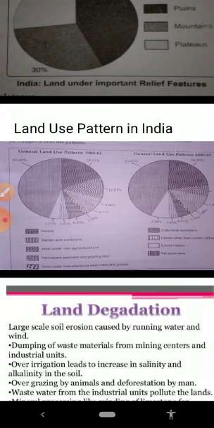With regard to the fallow land, it is divided into two parts: current fallow land, that is the farming land left uncultivated for a few months to one agricultural year, and other than current fallow land, the farming land left uncultivated for 1 to 5 agricultural years. So, with regard to the land uses, this land use pattern has been constantly changing with the passage of time.